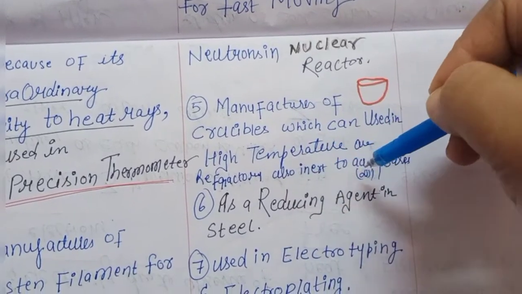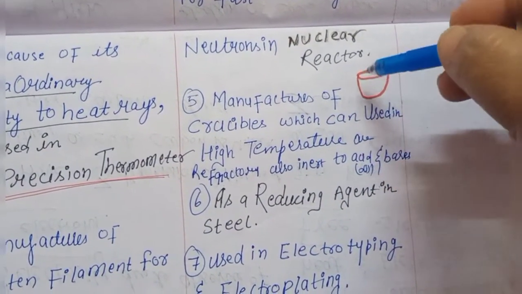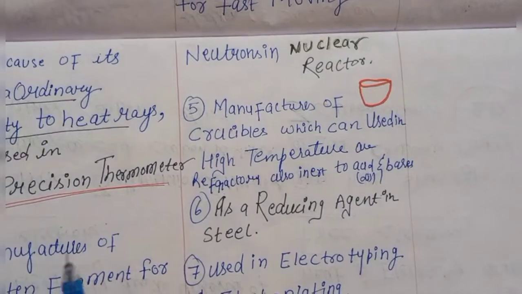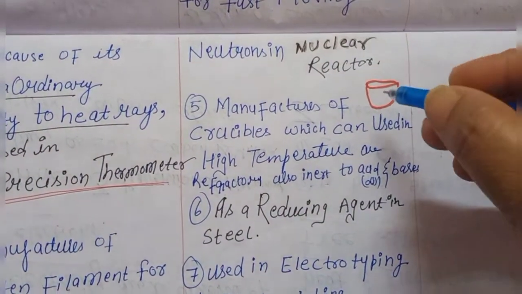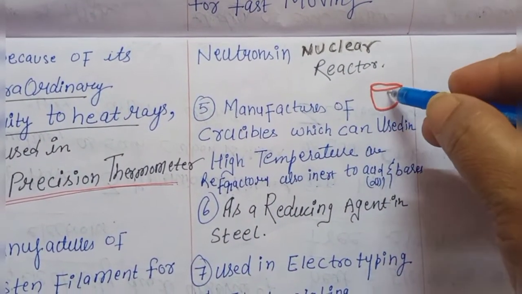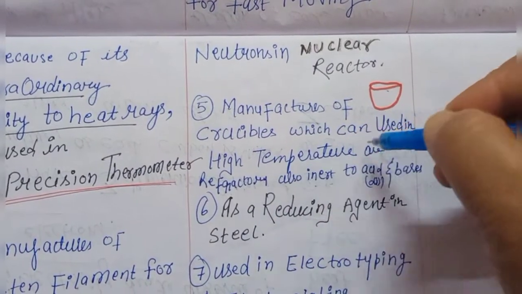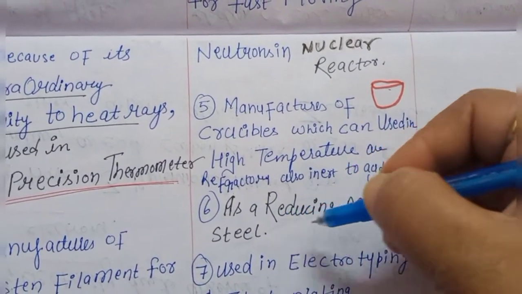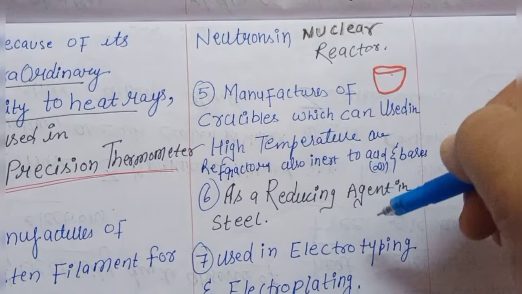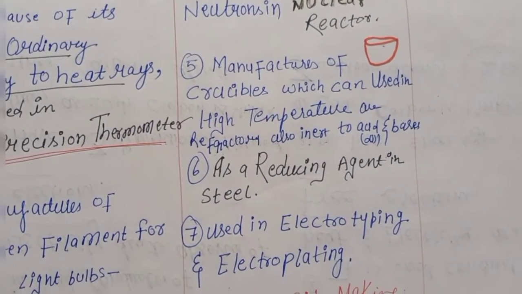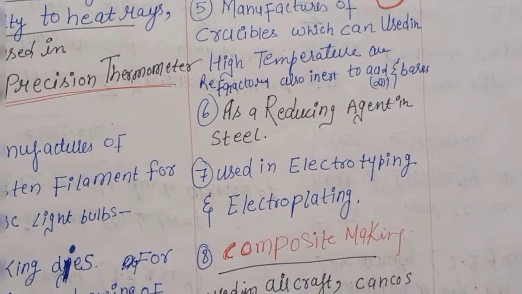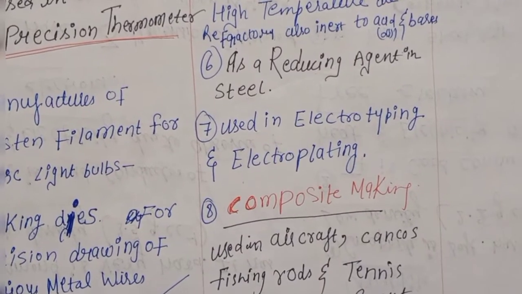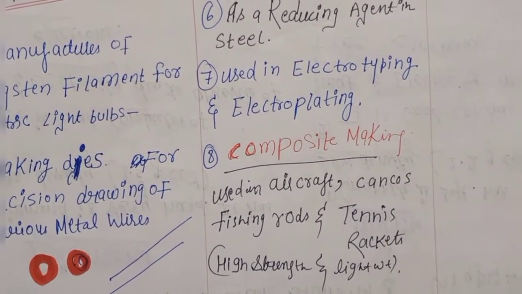and inert to the acids and the bases. Sometimes we need crucibles which are non-reactive to the acids and the bases. So these are also made up of graphite, and they can sustain very high temperature. They are used as a reducing agent in steel. So they are used as a reducing agent when we are making steels and all. They are also used in electrotyping and electroplating, simple uses.